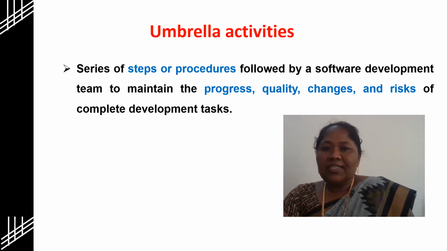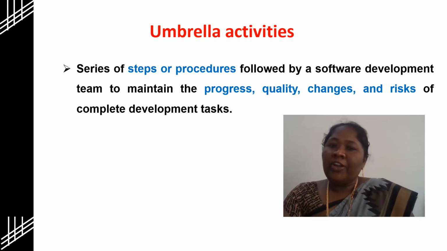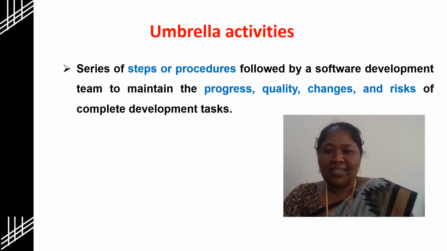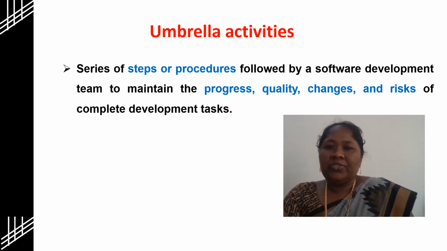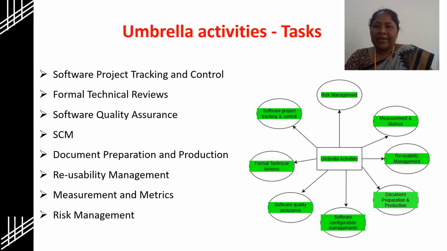Next, what is umbrella activity? When you put together all these things, that is called umbrella activity. It is a series of steps or procedures followed by the software development team to maintain the progress, quality, changes, and risk of the complete development task. Everything comes under one single umbrella, and whatever I have told, all those things are collectively called umbrella activities.